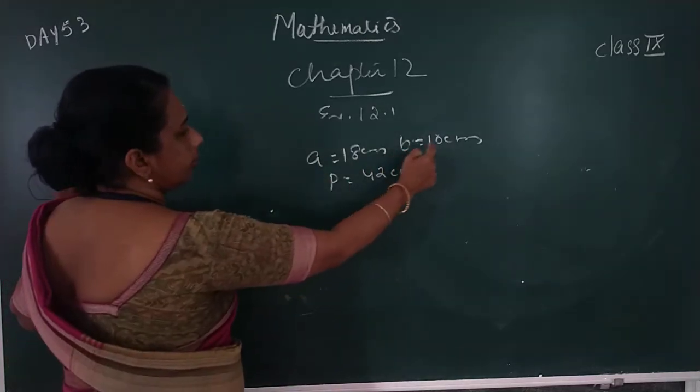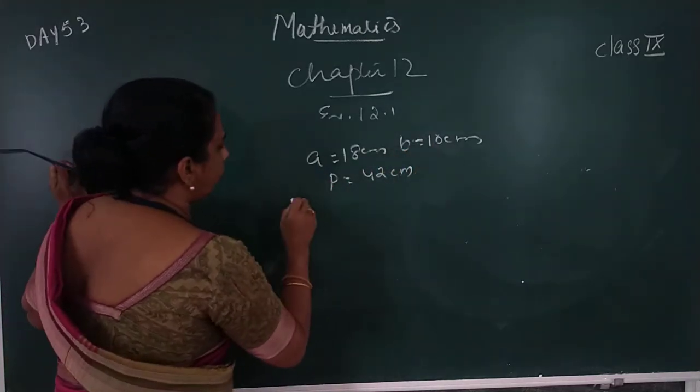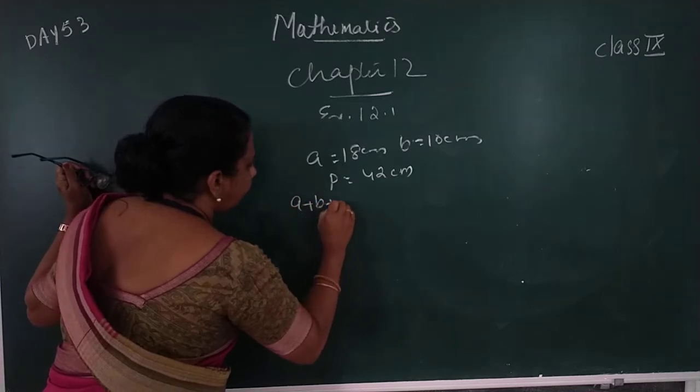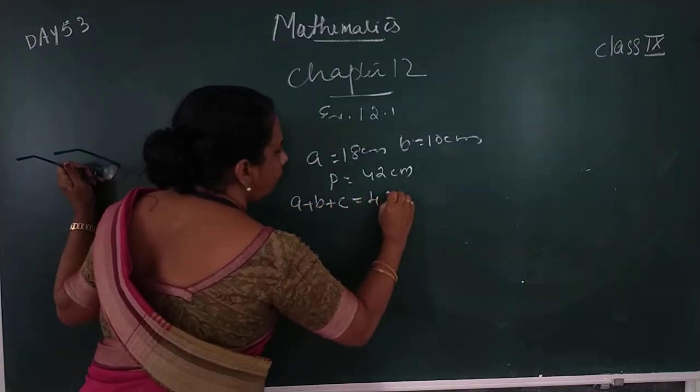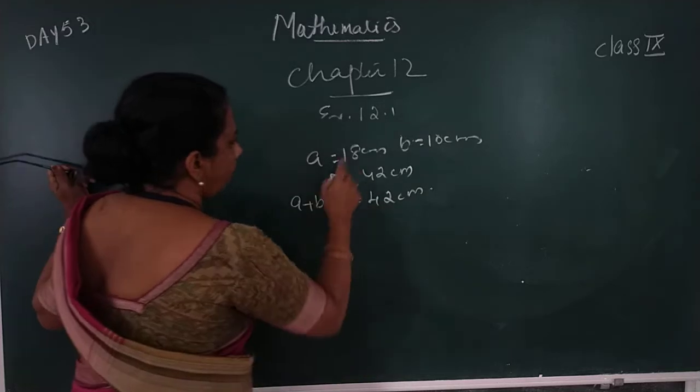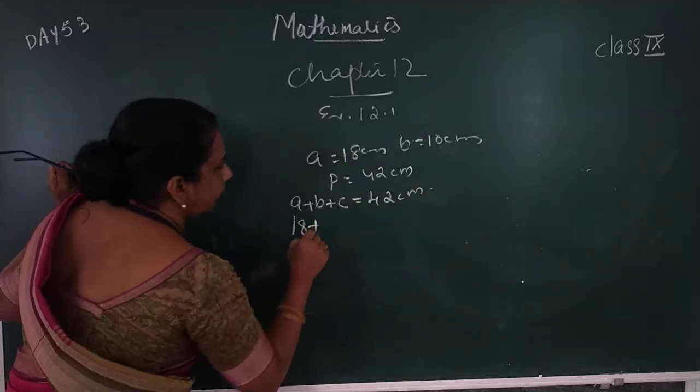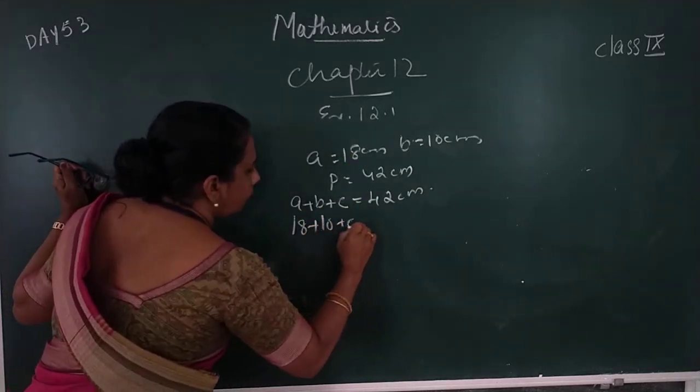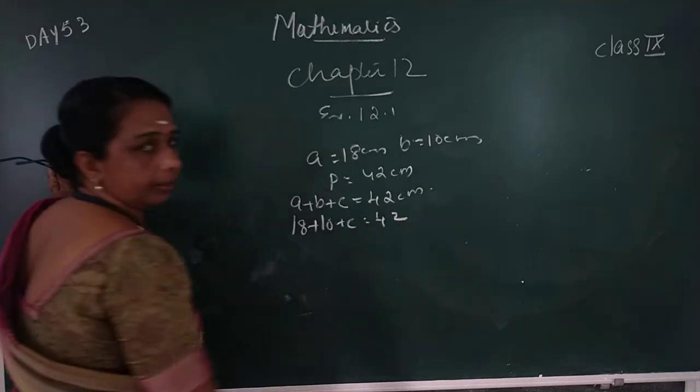A, B, C. What is perimeter? You know, A plus B plus C. That is given, 42 cm. What is A? 18, B 10. Then you want to find out the third side.